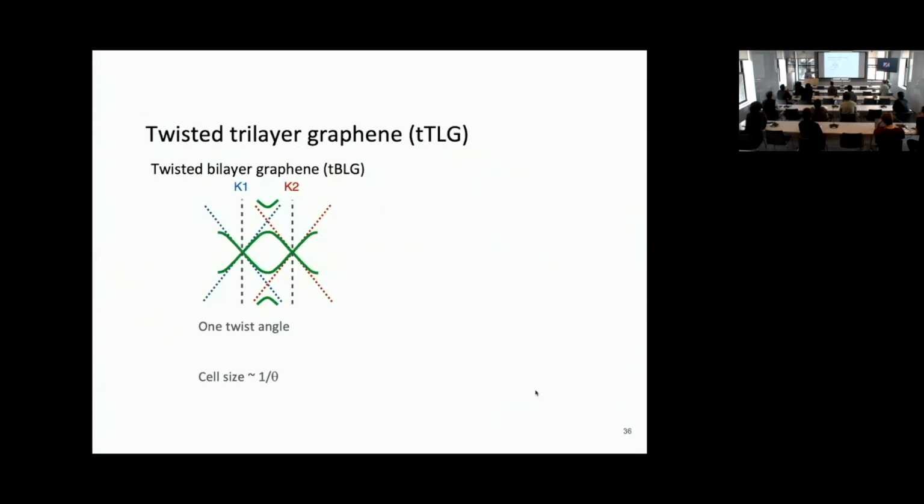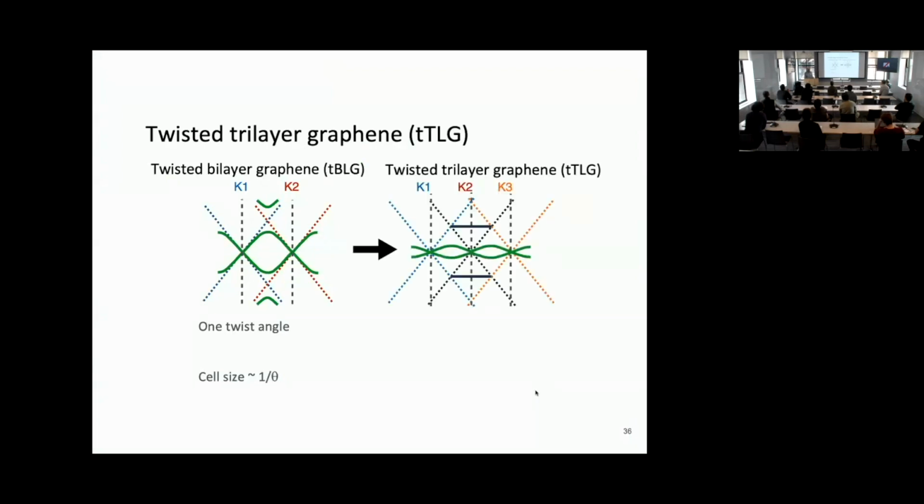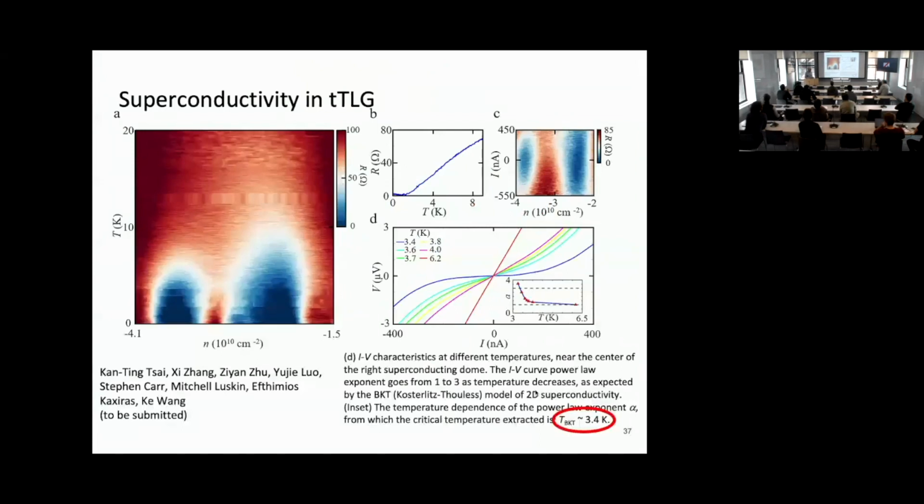So I showed you the picture of the bilayer. Of course, you can have more than 2 layers. You can have 3 layers, 3 Dirac cones, again flat bands, but also a more complicated situation. You have 2 twist angles. The cell size goes as 1/θ², where θ is the twist angle. And of course, you have 2 independent twist angles. The reason for looking at those is because experimentally they have been realized.